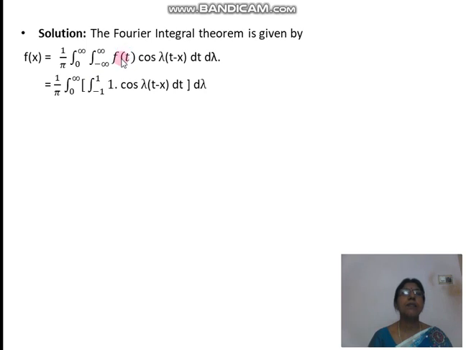Okay, substitute: f of x is given for mod x less than or equal to 1, meaning minus 1 to 1 is valid. F of x is 1, f of t is also 1. So even though the limits are minus infinity to infinity, for t it is valid only for minus 1 to 1, as I explained earlier when stating the problem. It can be written in the form cos of lambda t minus lambda x. With respect to dt, lambda and x are all constants.